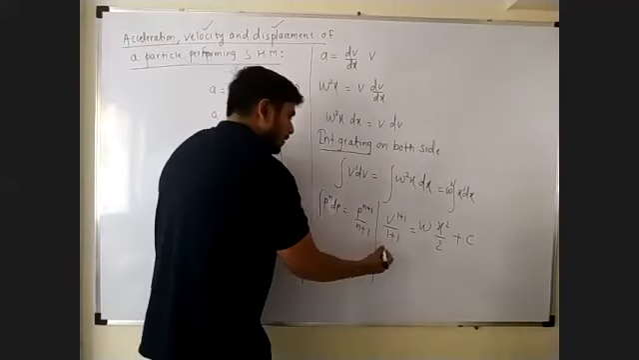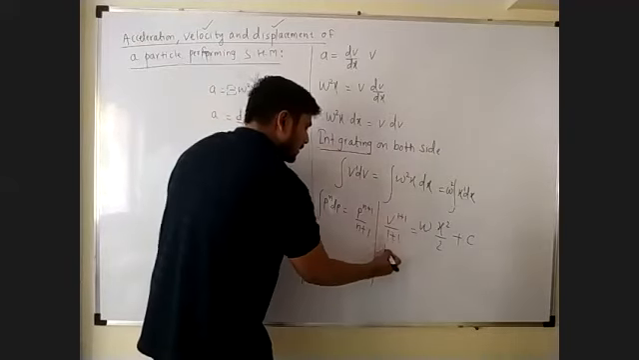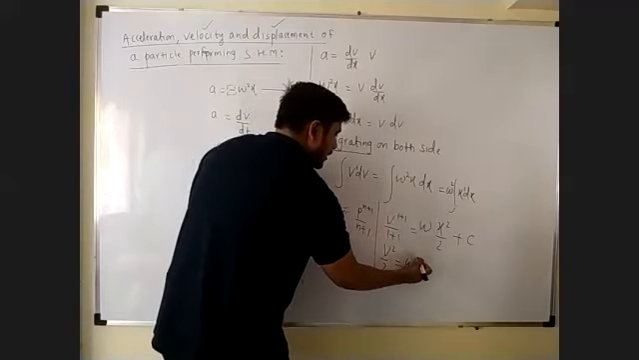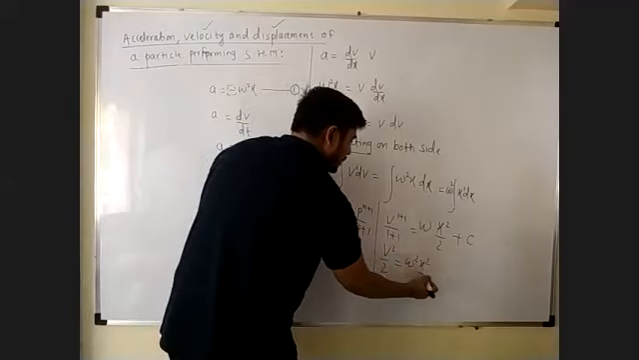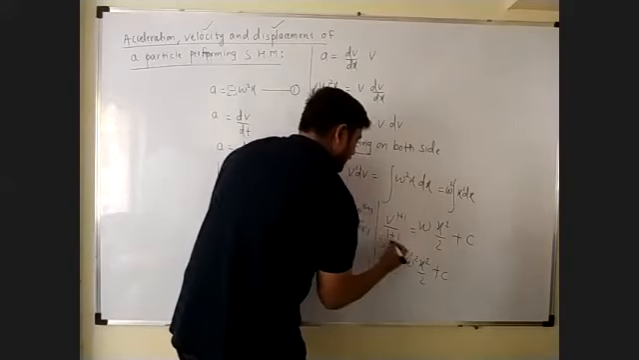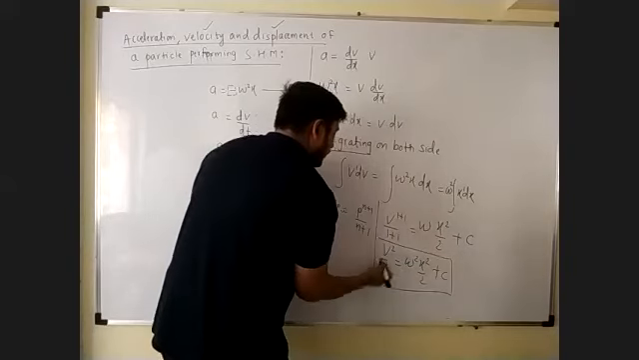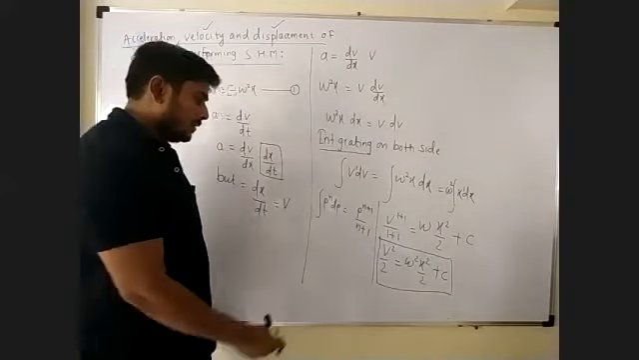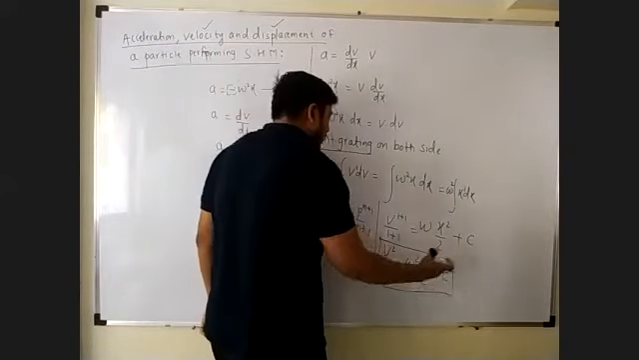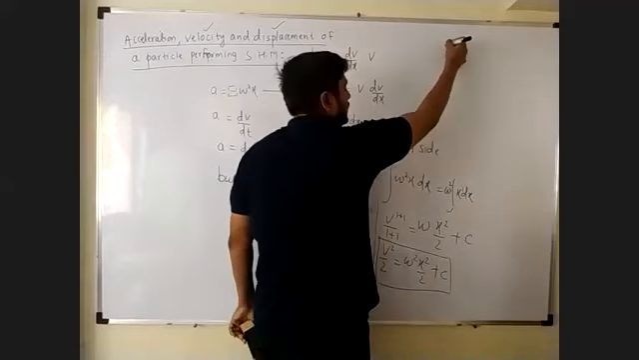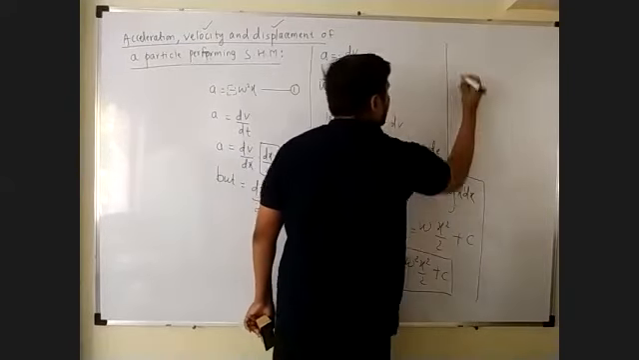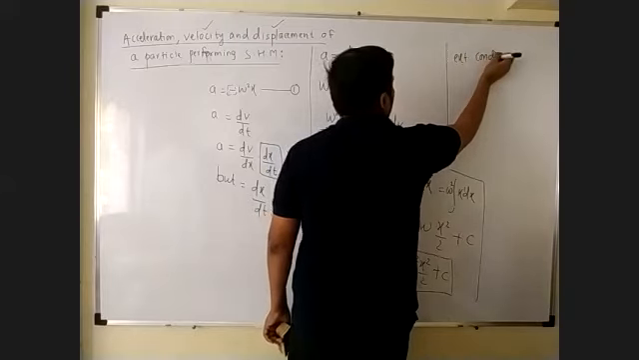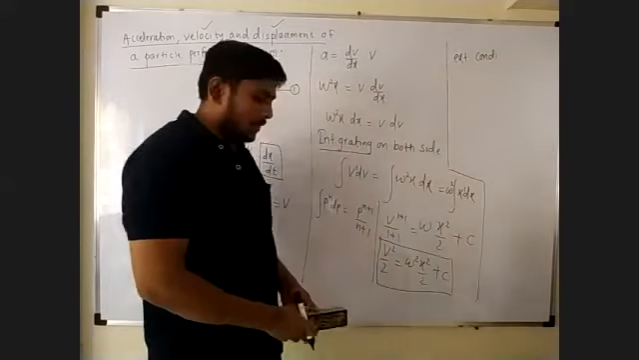So what we got, v raised to 1 plus 1, that means v square by 2 is equal to omega square x square by 2 plus c. This statement we got, but still we don't want this c in this particular thing. So why we don't want this c? Because every time we need to calculate c. So instead of that, we are going to take extreme condition. So extreme condition, that means what is the maximum value of that particular velocity.